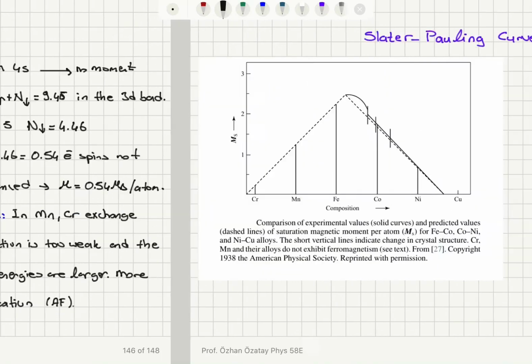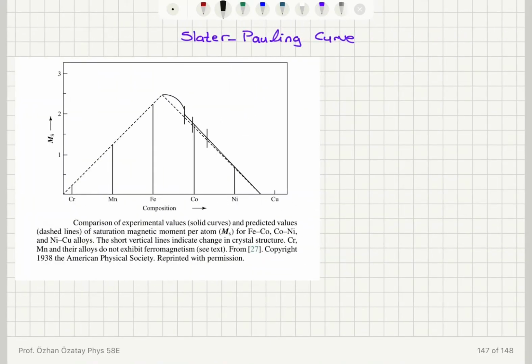Okay, now there is a useful result that comes out of this. For the number of d electrons nd greater than 7.5, the magnetic moment per atom can be written as 10 minus nd Bohr magnetons. So the slope here is minus 1, and you can see that when you make alloys of chromium, manganese, iron, cobalt, nickel, copper, etc., we find that there is this linear relationship for nd greater than 7.5, the minus 1, and it's actually more or less linear up until this point also.